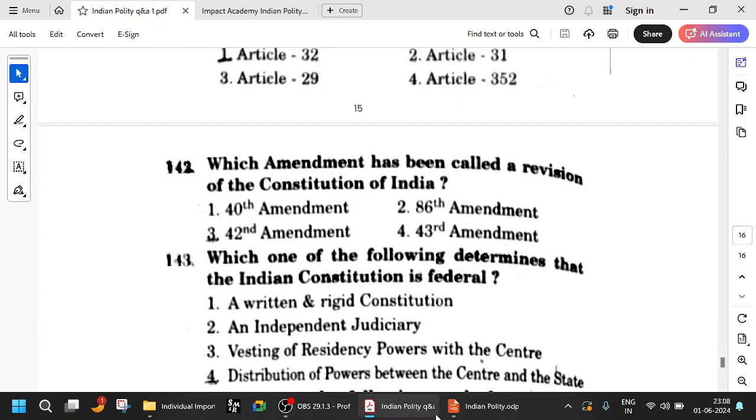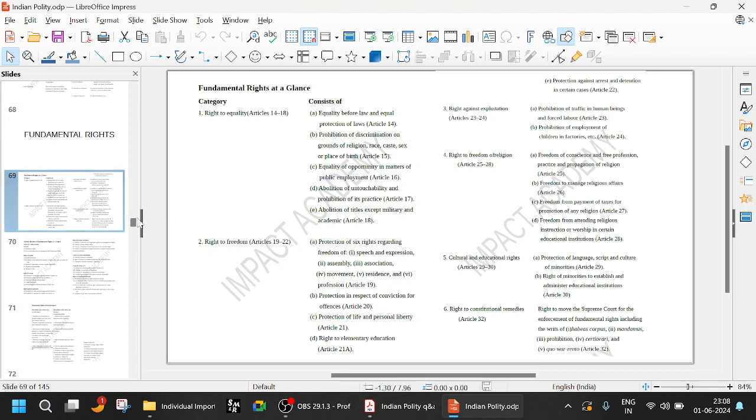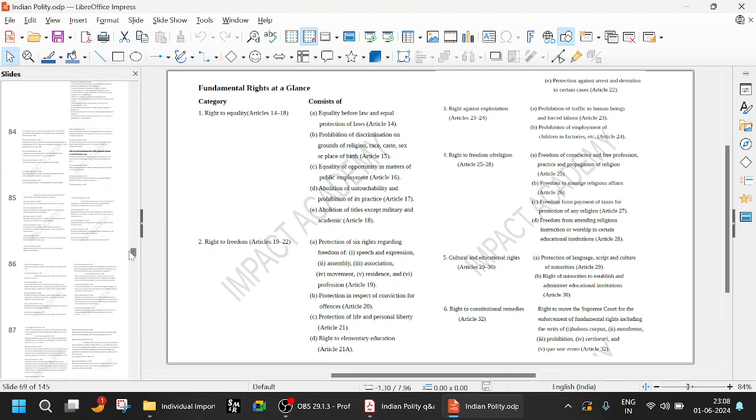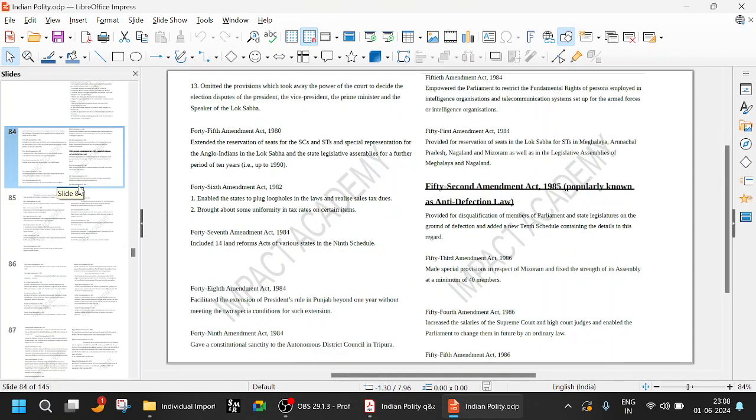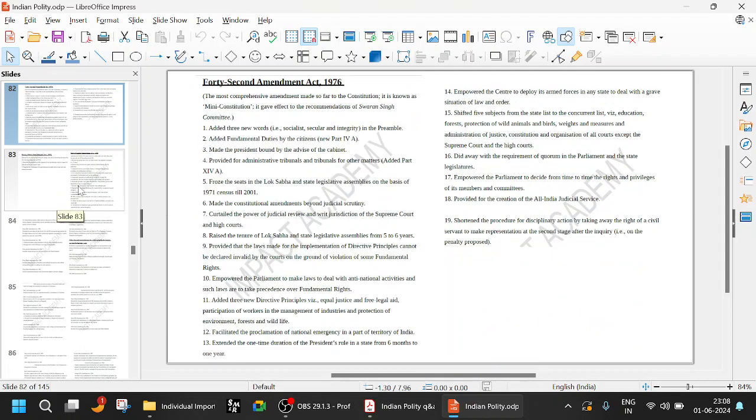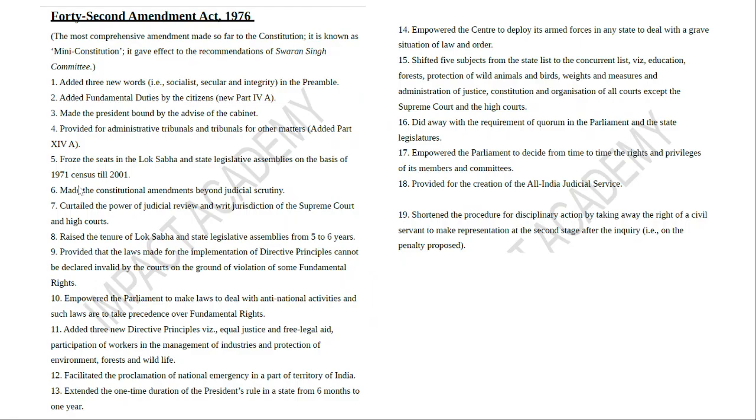The 42nd Amendment is a mini constitution because a lot of things happened in the 42nd. It's the most comprehensive amendment so far. Especially after the emergency in 1975, as a result of that we had this 42nd Amendment. It is basically Parliament trying to get more powers. It curtailed the power of judicial review.